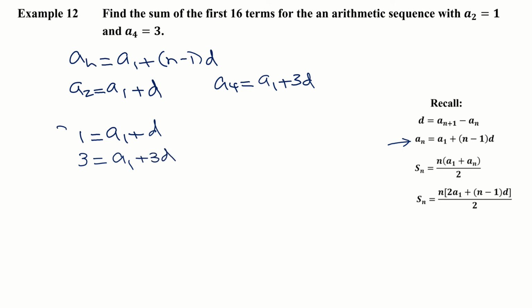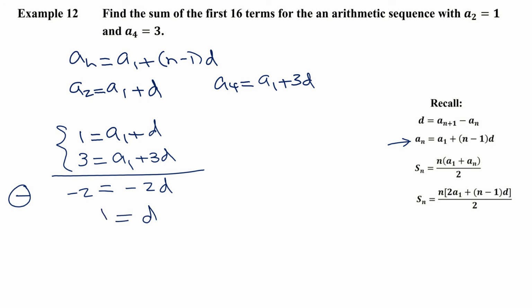So there we have a system of two equations and two unknowns. We can easily solve it. Let's go ahead and subtract again. 1 minus 3 is negative 2. a1 minus a1 cancels out. d minus 3d is negative 2d. So divide both sides by negative 2, you get d equals 1, right?